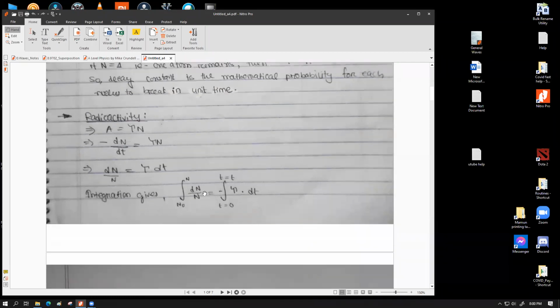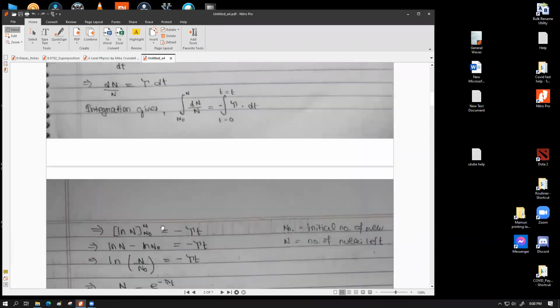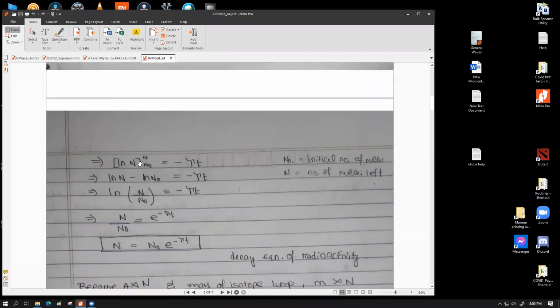So whenever we do this whole integration, we have ln and everything, and it shows up. You can look up this equation. There is a minus sign because of the minus, and then we have ln of N by N naught equals minus lambda t, and ultimately this is the whole equation, which is given by N equals N naught e to the power minus lambda t. This is the primary decay equation, radioactive decay equation, that we're going to use for our discussion throughout the chapter.